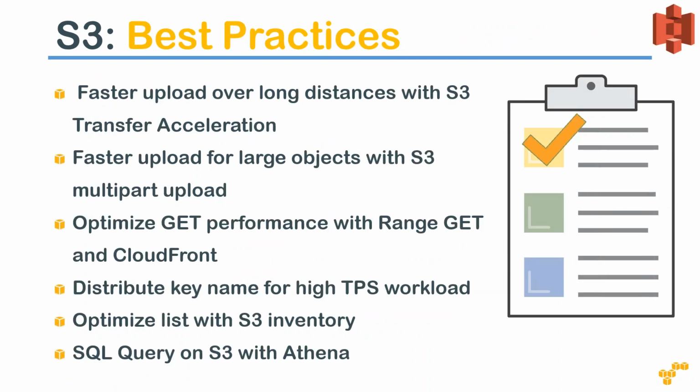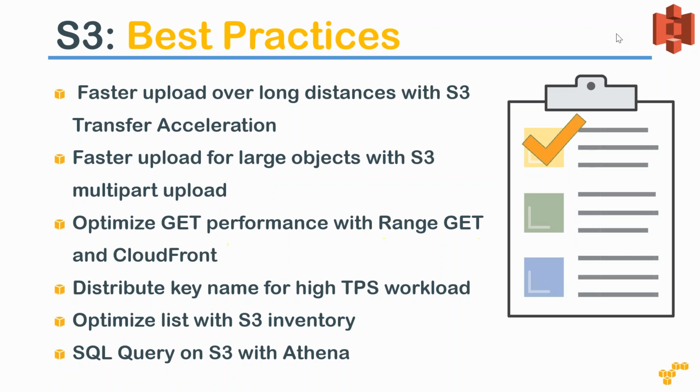So to summarize, these are the best practices: faster uploads using S3 Transfer Acceleration, that is one of your options, and faster upload for larger files by using multi-part uploads, that is another option you can make use of. Then you can have optimized GET by using the range GET option, or you can use CloudFront, that is also possible.